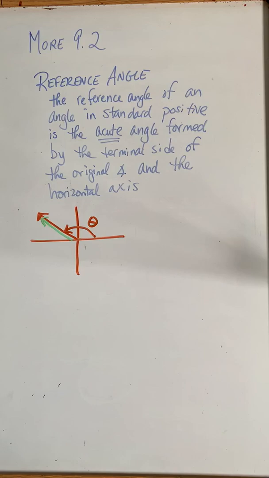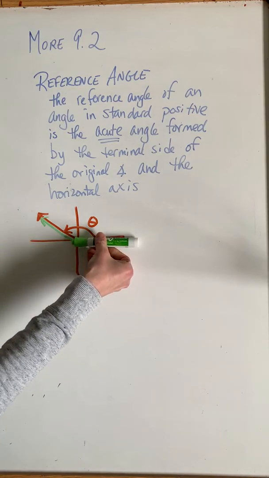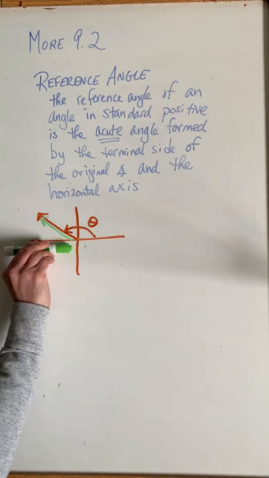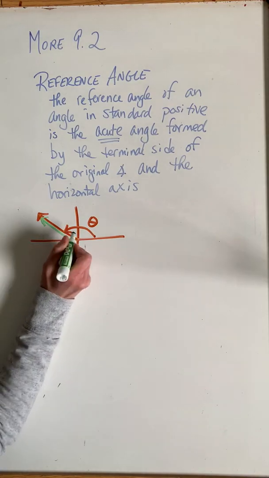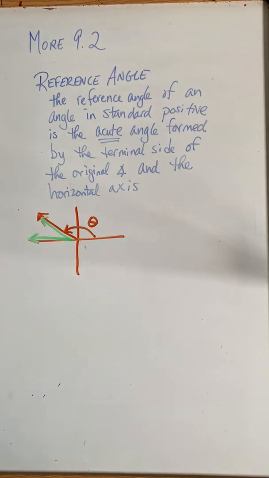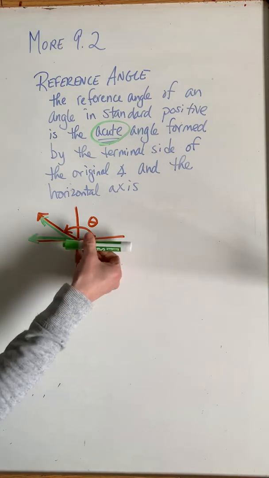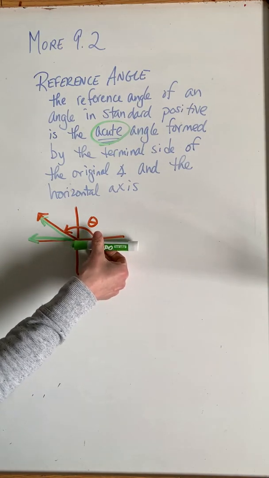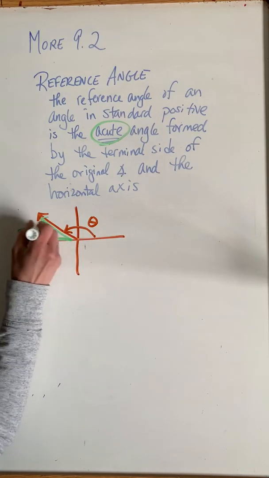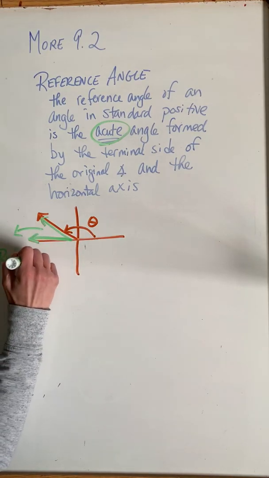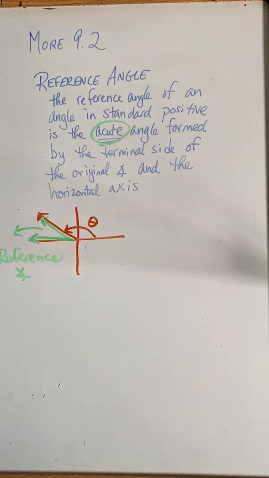And then we need the horizontal axis. So the question then is, do we want the right side of the horizontal axis, so the positive side, or do we want the negative? And how do we know? So in this case, we definitely want the negative. And the reason we want the negative is because we know that our angle has to be acute. If we choose this side of the x-axis, then we're going to have an angle that is obtuse, and that can't be a reference angle. So this green angle here is, in fact, our reference angle.